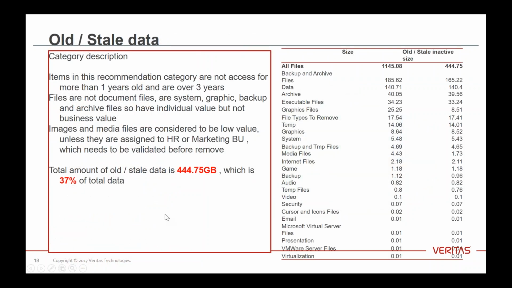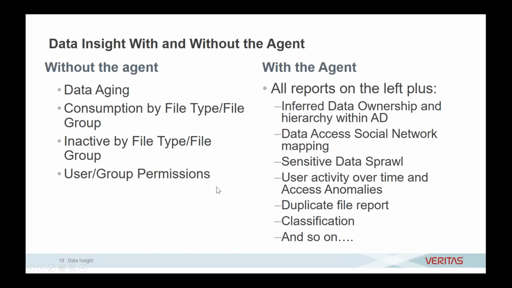So this is an example of a report of old stale data. We can do it by file type, by department, by users. And again, we can see the usual suspects there, backup and archive files. Normally we get a lot of things like PST files, video files, graphic files, and so on. So these are the kind of reports that you can run.